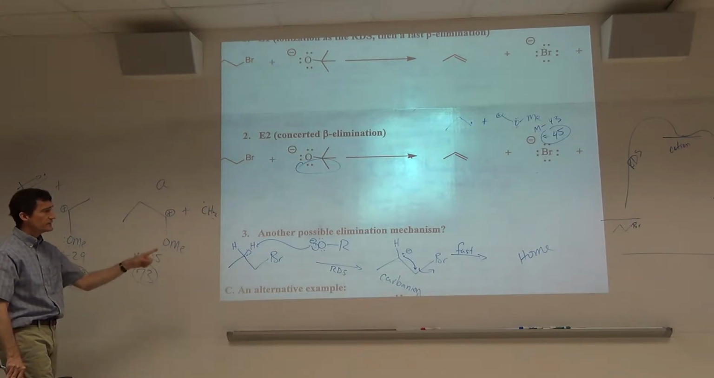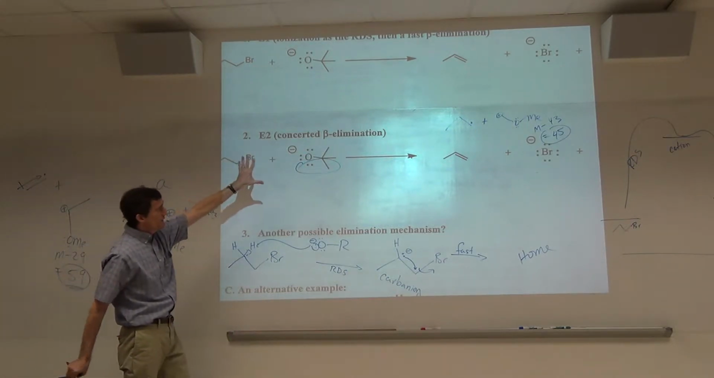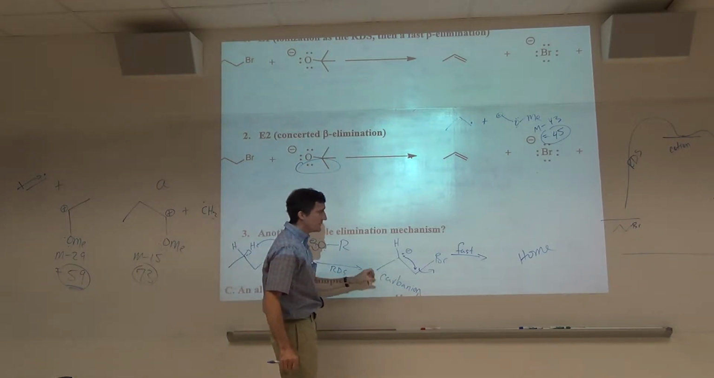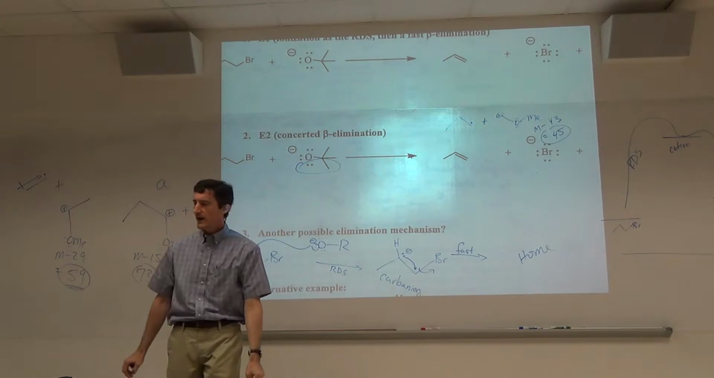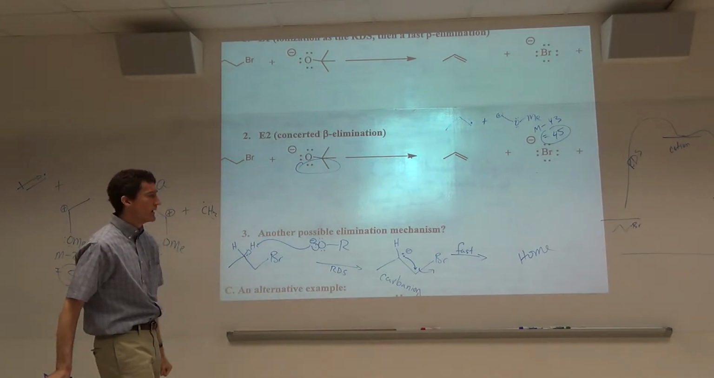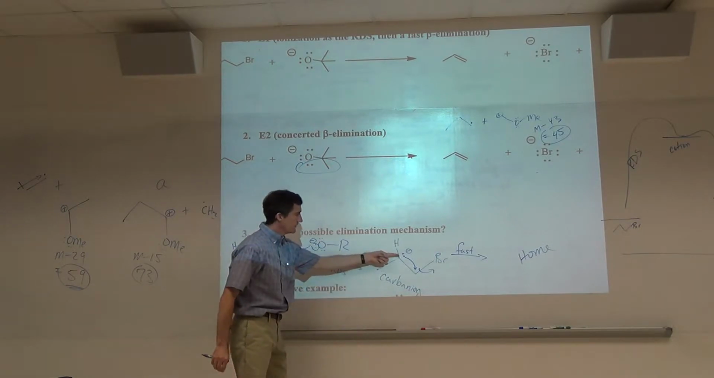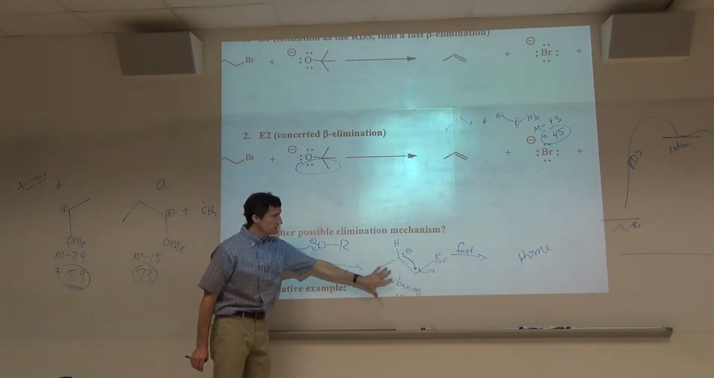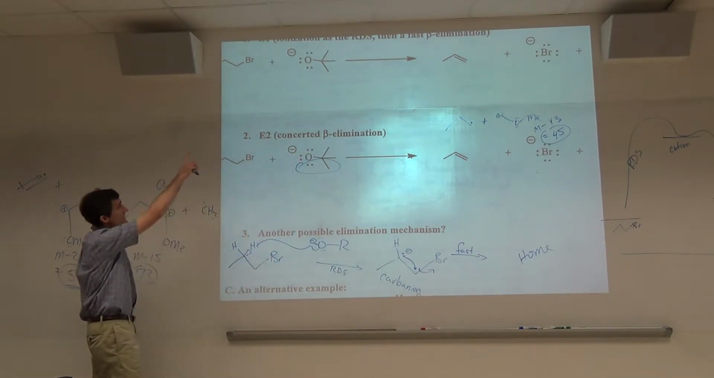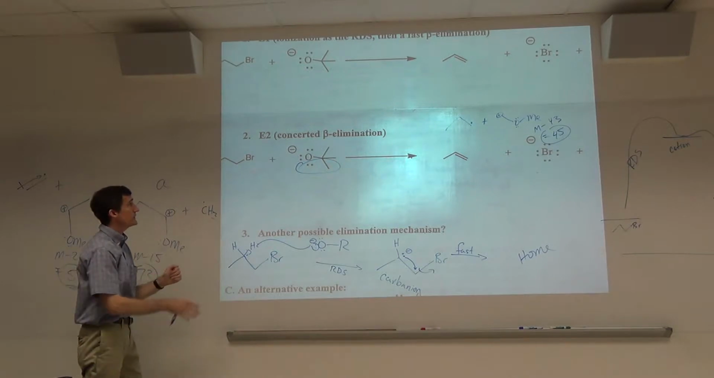Okay. Yeah, this is neither E1 or E2, because we don't make carbanions up there. I'm not going to tell you the name of this one. You're not even going to really see it, possibly in organic two. Just keep in mind, we're not forming carbanions up there. We're not doing this typical acid base. It either starts with the leaving group leaving and making a cation, or you do it all together.